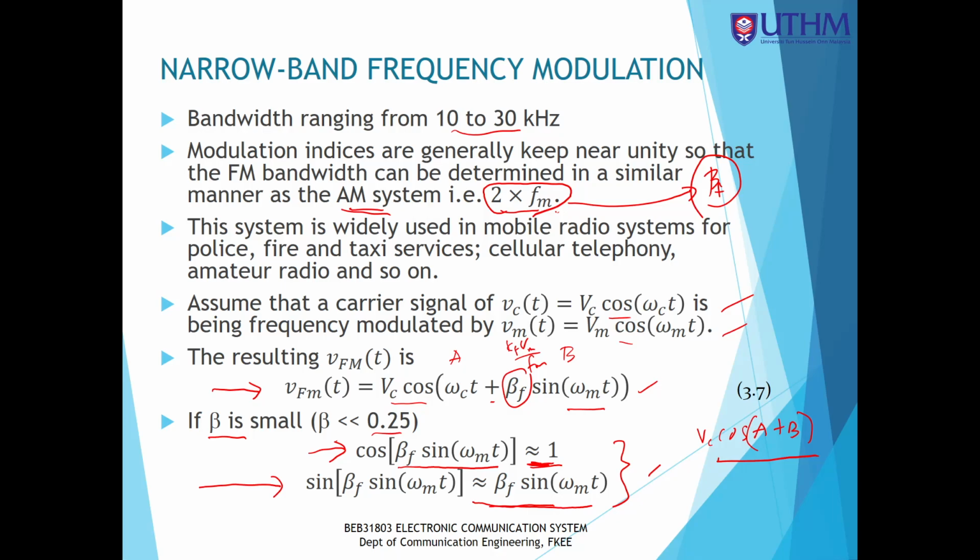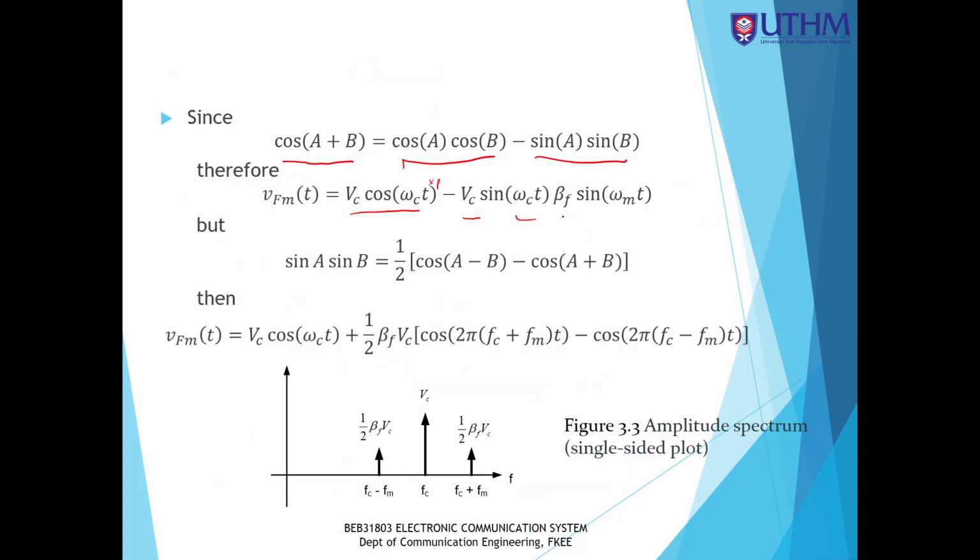So we put this into the equation, where sin B is beta F sin omega Mt. You see that this part is sin and sin, so we can further elaborate the equation. According to the trigonometry identity, sin sin becomes half of cos(A minus B) minus cos(A plus B). We have seen this equation in amplitude modulation previously.